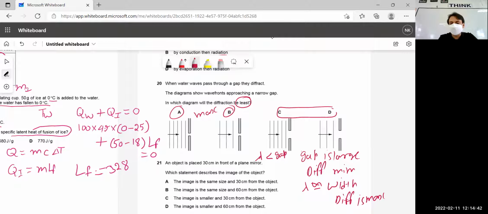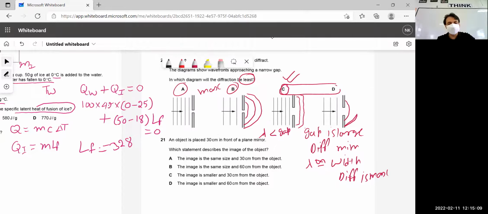You know, minimum means how to make the pattern like this much. In all the cases the light will bend more and more, and similarly here also. So the right answer for this question is option C.